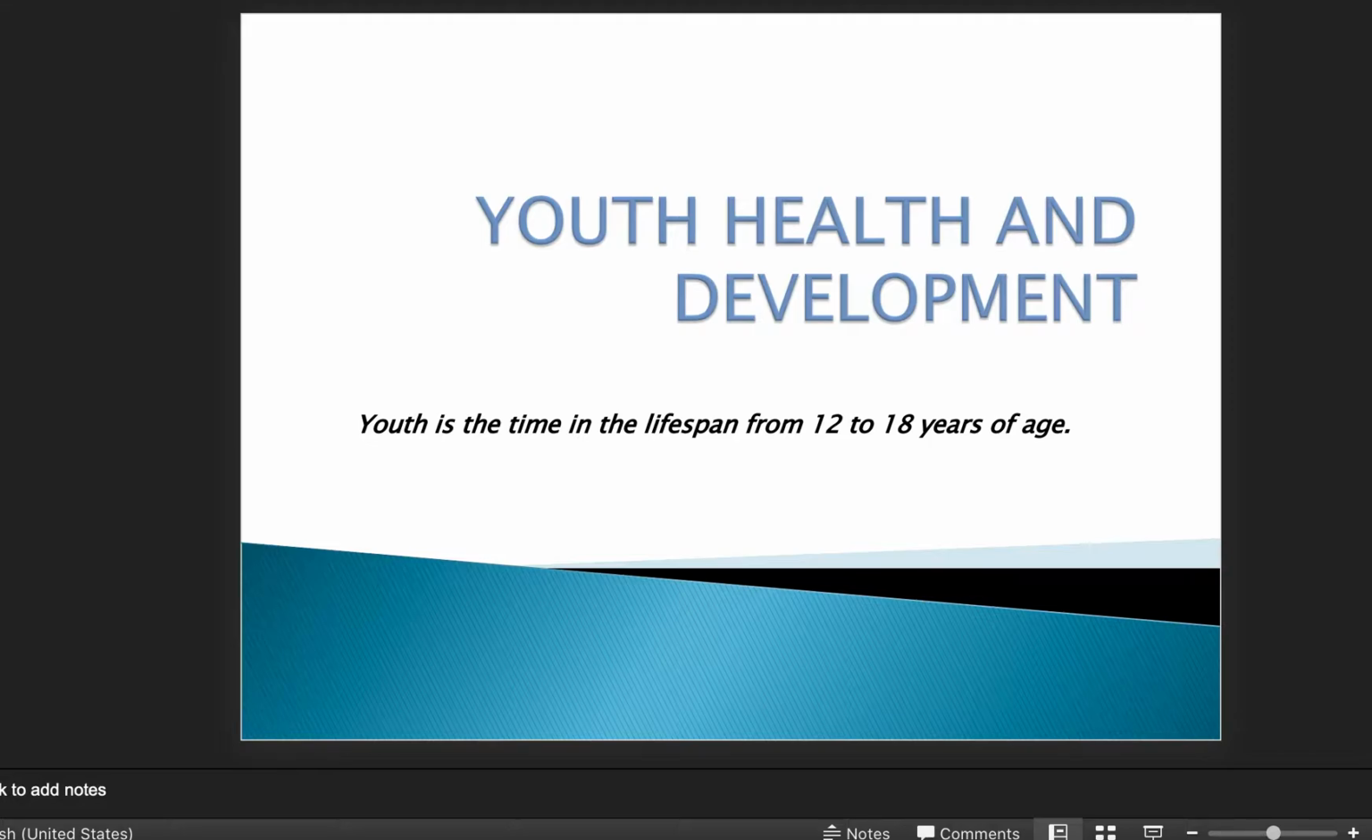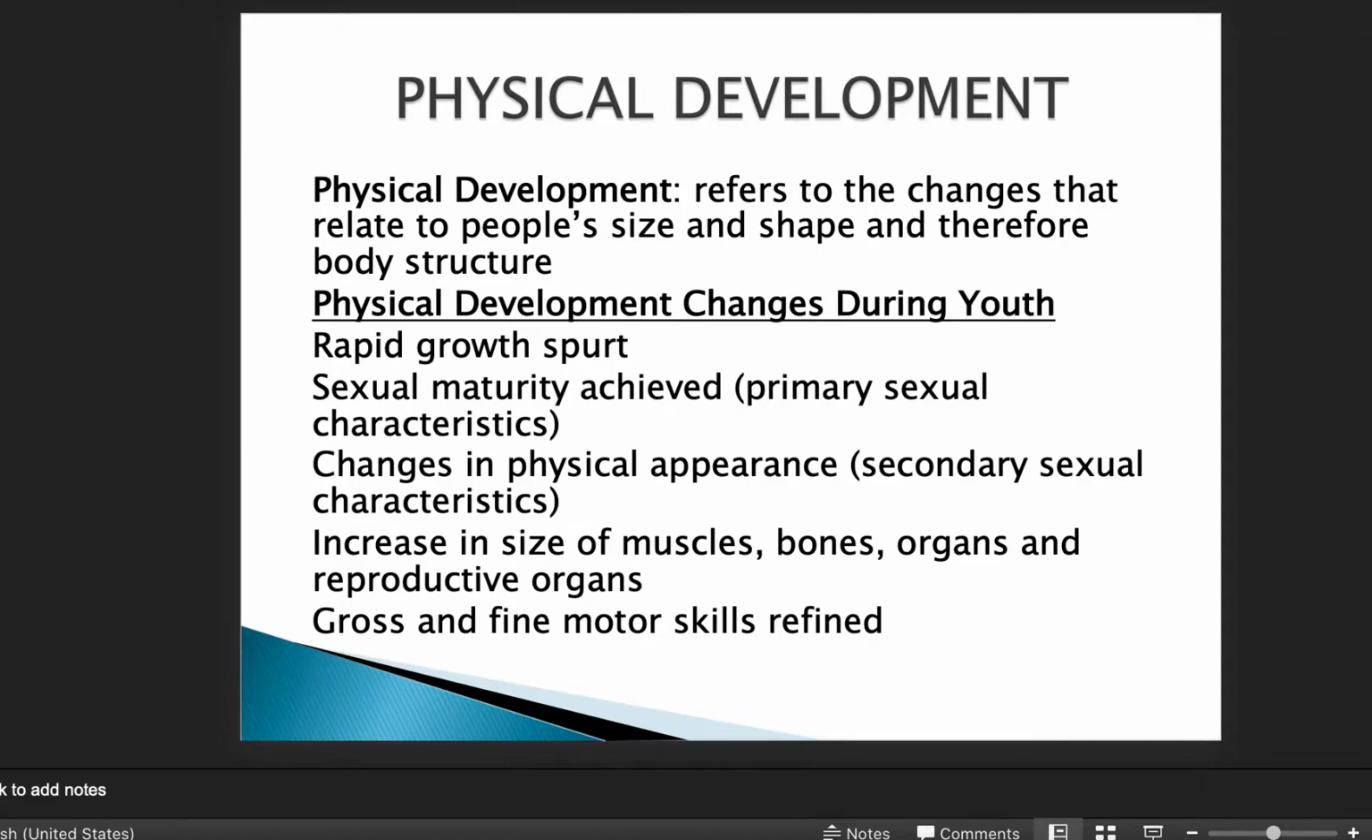What I'm going to do now is go through the youth phase, which is 12 to 18 years of age. Now, there are major changes that take place, but they're not as rapid as when we were talking about infancy and really learning sight, sound, taste, touch, etc. There's one big change taking place during this youth phase, 12 to 18 years, but it is a major change. It's in the physical development area and it's around puberty. So it's talking about people's size and shape and their body structure.